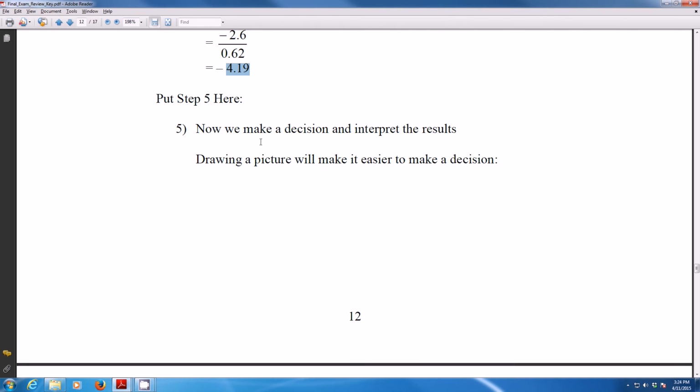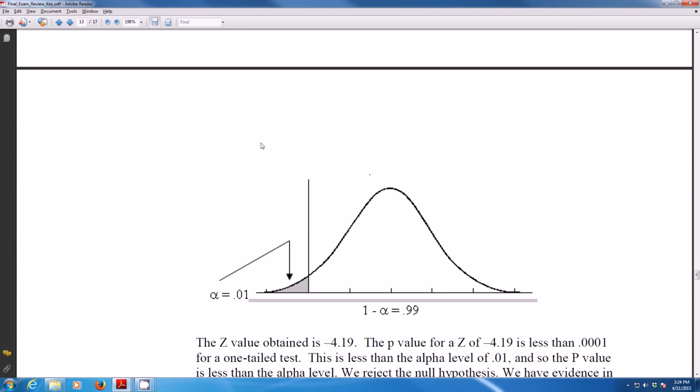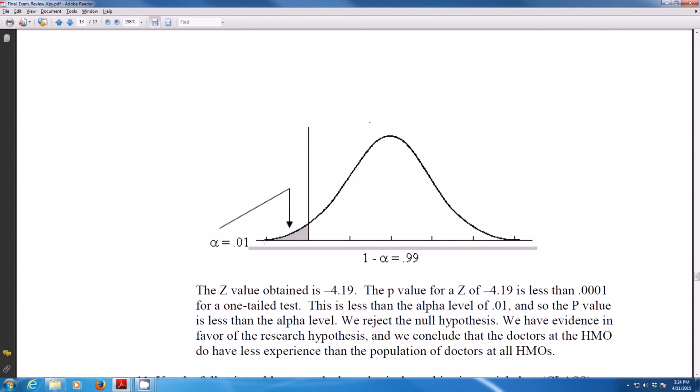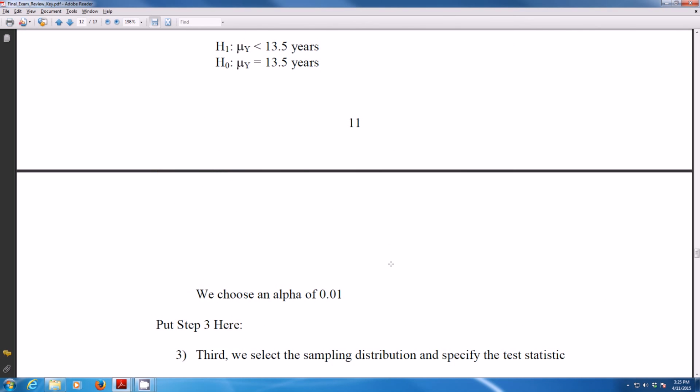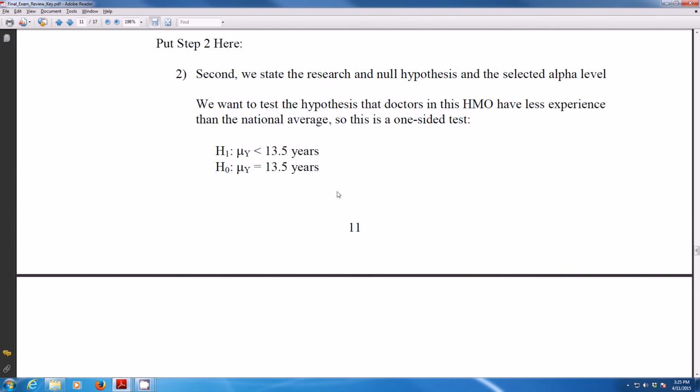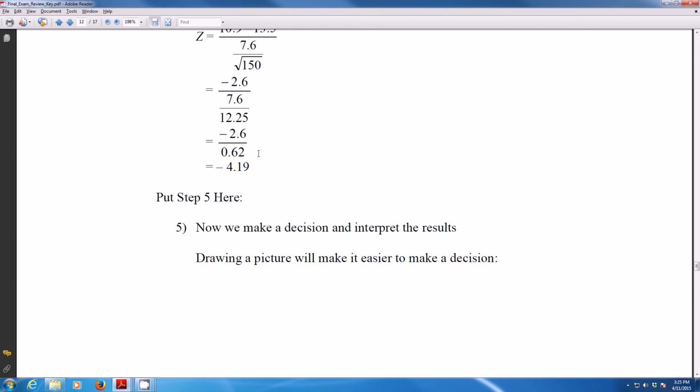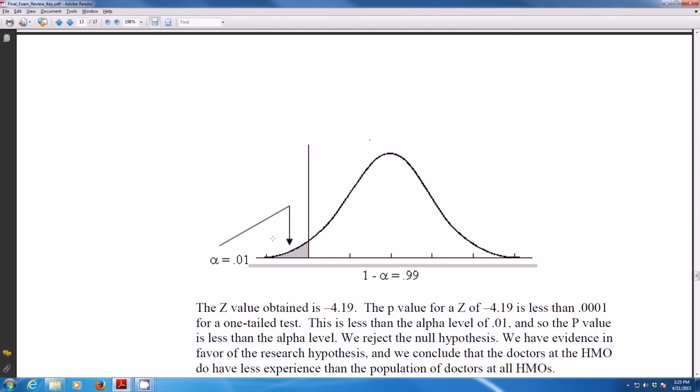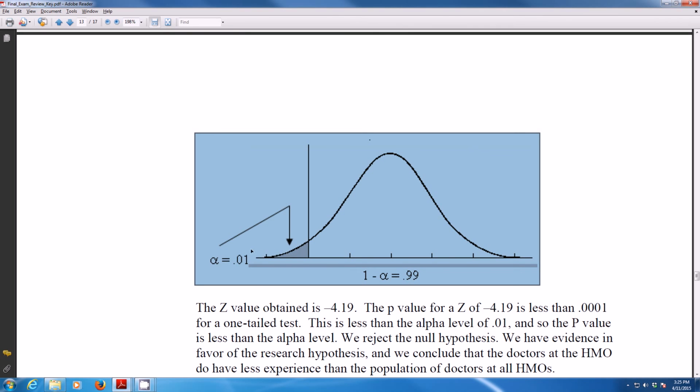So for step 5, we have to interpret our results and make a decision. Under the null hypothesis, we have the following situation. Here's the sampling distribution. We're doing a left-tailed test because, remember, our research hypothesis is that our sample mean is less than some value. And that's going to be completely evaluated in the left tail of the distribution. So we have a left-tailed, one-tailed test. We have a 0.01 alpha level. And if we find some value that's in this tail, we can reject the null hypothesis.